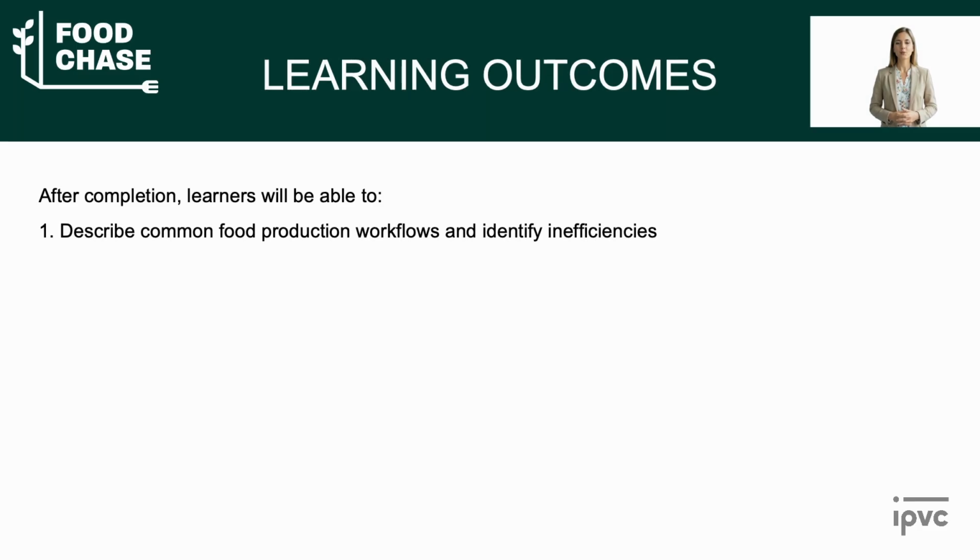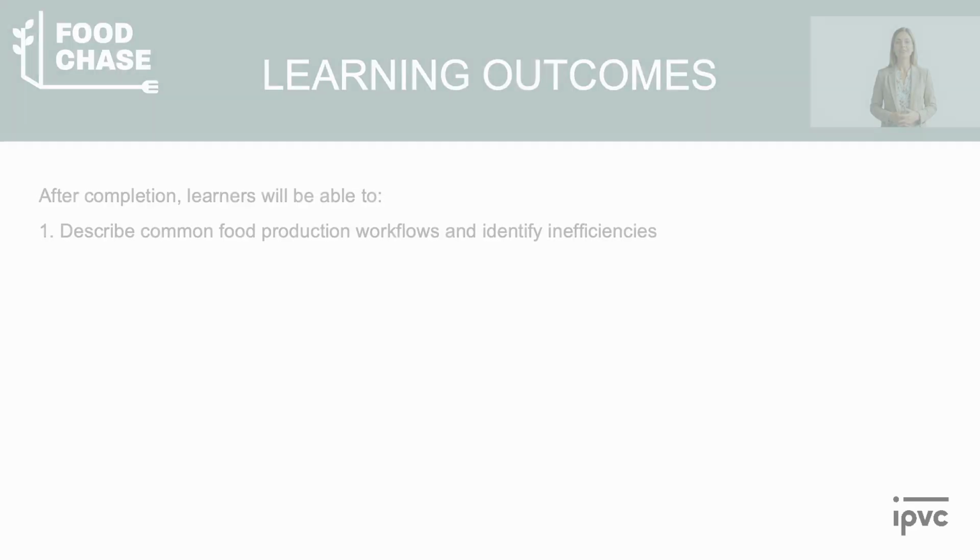In Submodule 1, we will describe common food production workflows and identify operational inefficiencies within food processing environments. During this session, we will explore how food processing plants convert raw materials into finished products and how inefficiencies can emerge throughout the production chain. These inefficiencies affect cost structures, food waste, quality performance, and overall competitiveness. Understanding these dynamics is essential for anyone involved in food processing operations, plant management, or entrepreneurial decision-making in the agri-food sector.